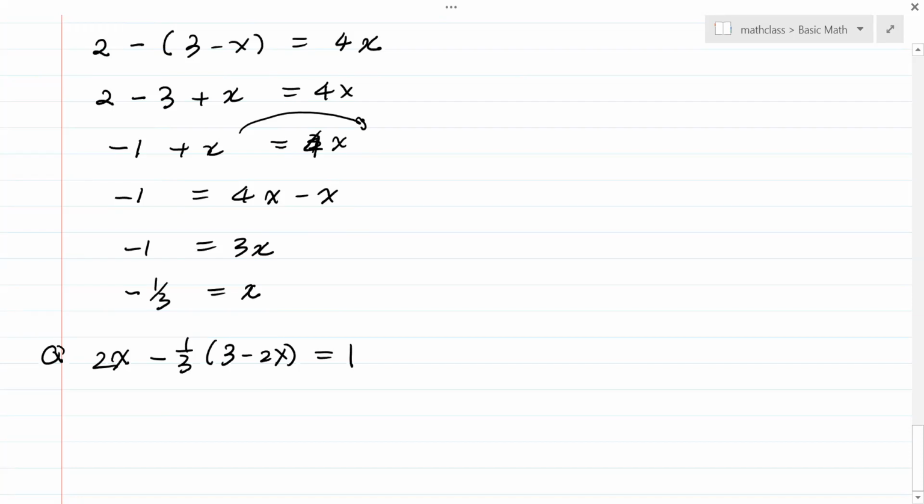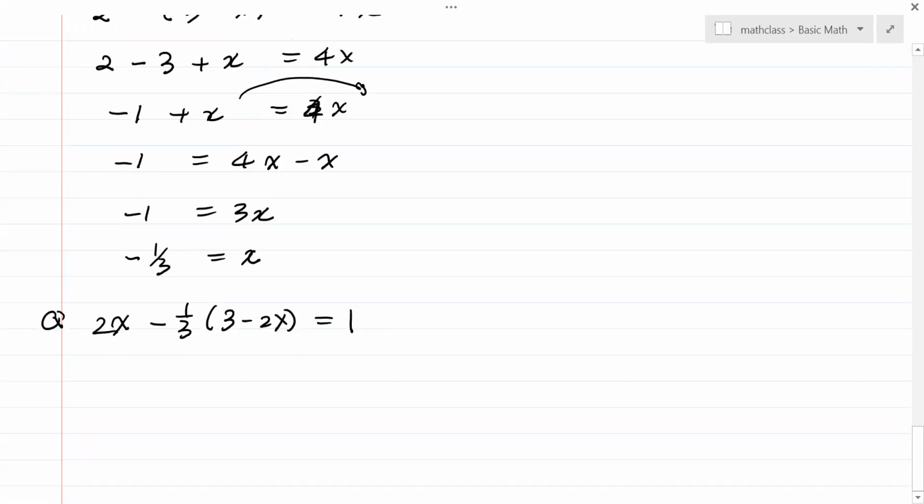x equals 3/4. Anyone have 3/4? 6/4. 6/4, can you simplify? 3/4. So your answer is different from these two girls? Are you sure? Okay, any differences?